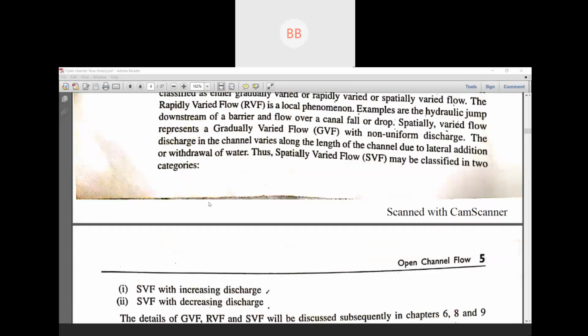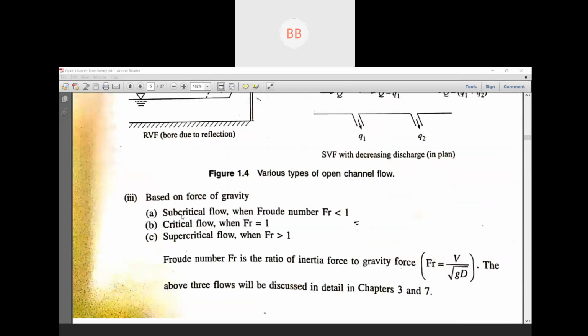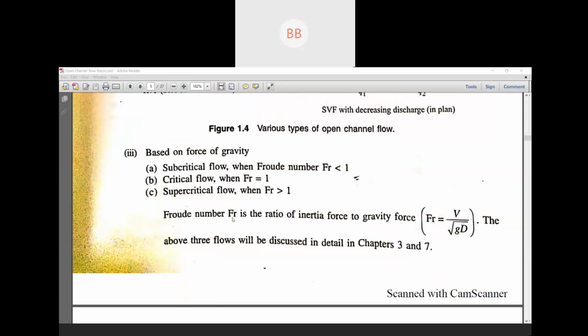The third condition is based on the force of gravity, that is subcritical flow, critical flow, and supercritical flow. All these flows are related to your Froude number. For subcritical, it's less than one. For critical flow, the Froude number is one, and for supercritical, it's always greater than one. Remember, the Froude number is the ratio between the inertia force and the gravity force.